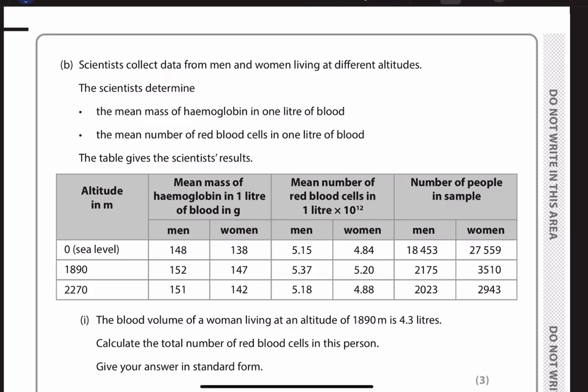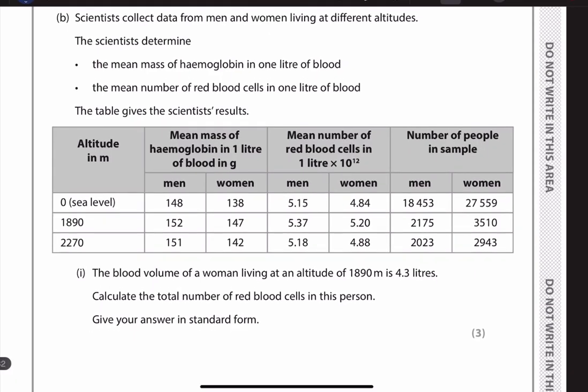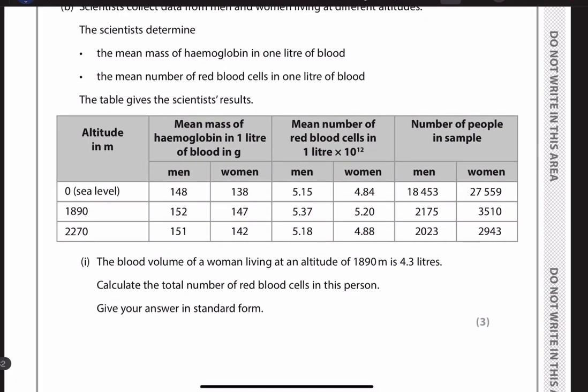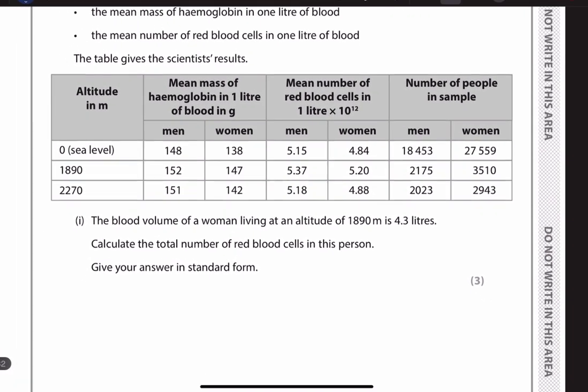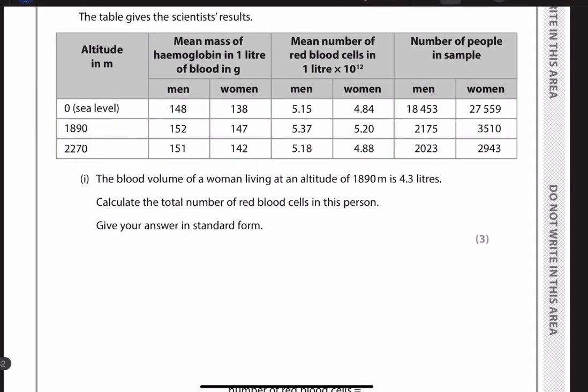The scientists determine the mean mass of hemoglobin in 1 liter of blood and the mean mass of red blood cells in 1 liter of blood. And then these are the results. The blood volume of a woman living at an altitude of 1,890 meters is 4.3 liters. Calculate the total number of red blood cells in this person. Give your answer in standard form.